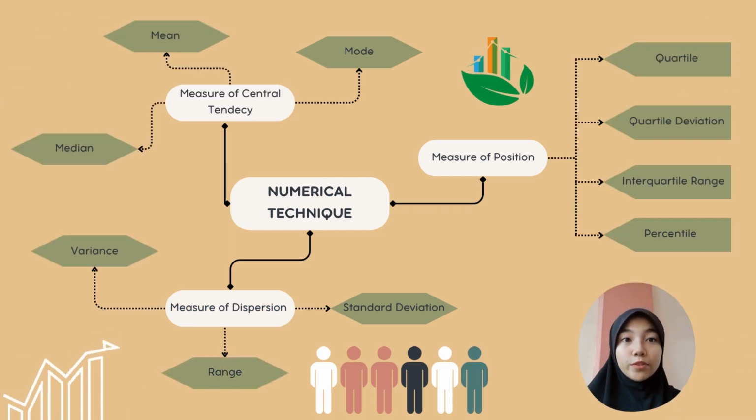Numerical technique, we have 3 measurements. The first one is measure of central tendency, measure of position, and measure of distribution. For measure of central tendency, we have 3 that we have learned in our class. First one is median, mean, and mode. For the measure of position or location, we have 4. The first one is quartile, second one is quartile deviation, third one the interquartile range, and the last one percentile. And for measure of distribution, we have 3. The first one is variance, standard deviation, and range.